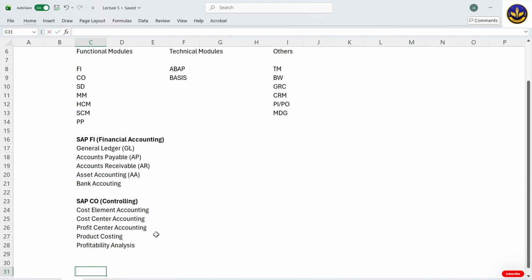Let's discuss the technical modules of SAP. So the first one is ABAP. So ABAP actually stands for Advanced Business Application Programming.